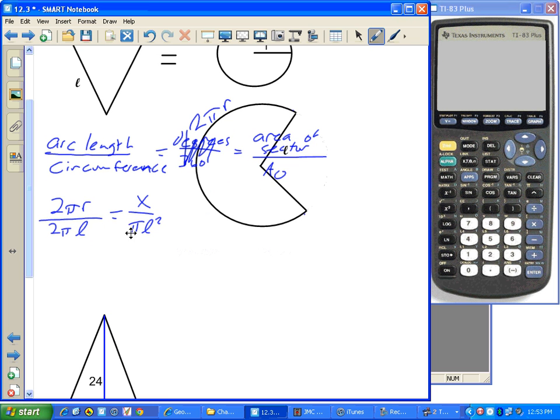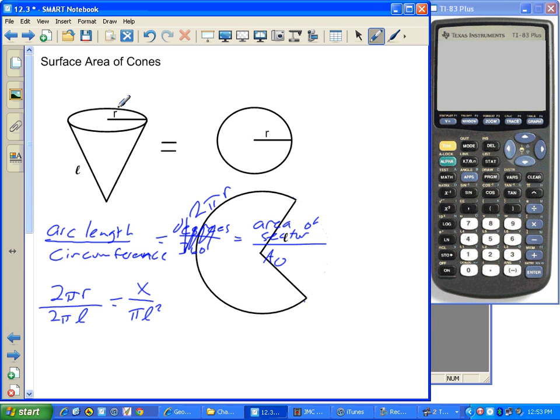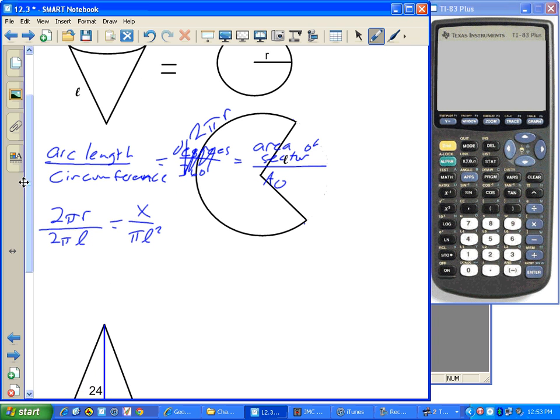And then I just have to solve this for x. Now you're not going to have to go through this every time. Since we're using generic variables for each of these measurements, we'll have a general formula to find the area of the cone part. I'm just showing you where that comes from.